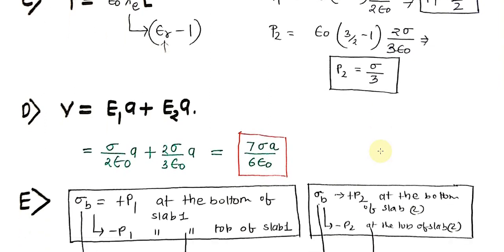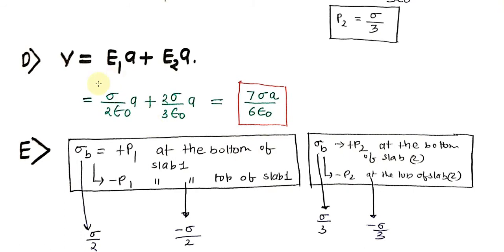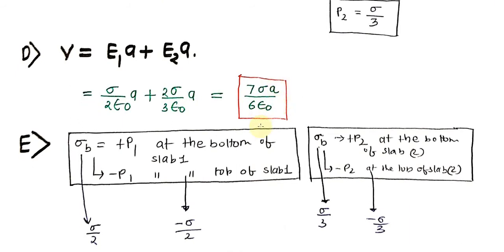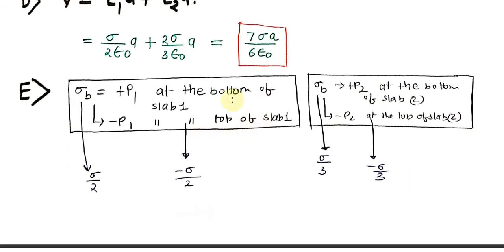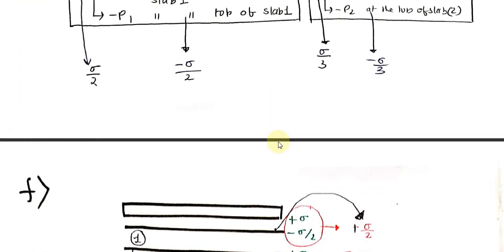Now for the potential difference we can say E1 times A plus E2 times A, and then we can say that it is sigma upon 2 epsilon naught times A plus 2 sigma upon 3 epsilon naught times A, that is 7 sigma A upon 6 epsilon naught. So if we need to find the amount of bound charges, we can find it by using the formula plus P1 at the bottom of slab 1 minus P1 at the top of slab 1. We can put the sign according to the law of charge induction, that is, one charge induces a charge of the opposite sign.